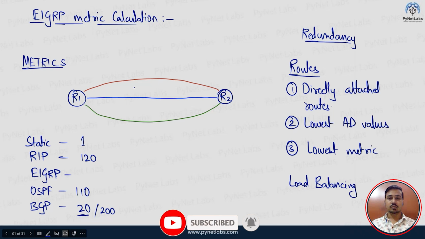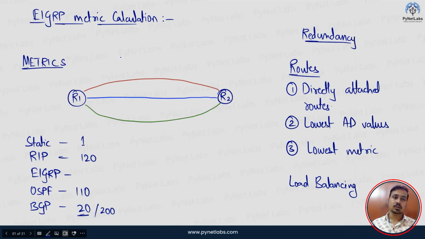Okay, but here we are not talking about how other routers perform or how the metric is calculated for other routing protocols. Today we are going to focus on EIGRP metric calculation. Before we jump onto the formula that we generally use to calculate the metric, there are a few things that I think we should know.